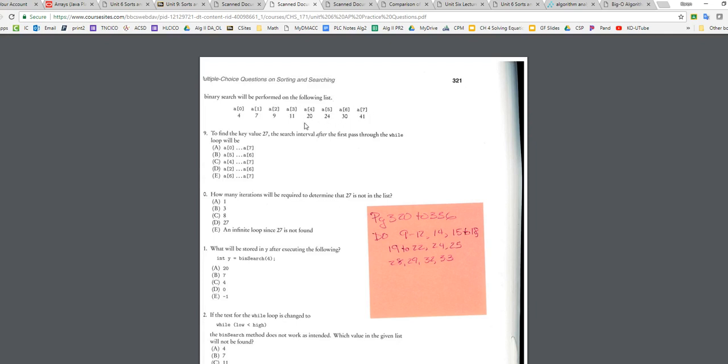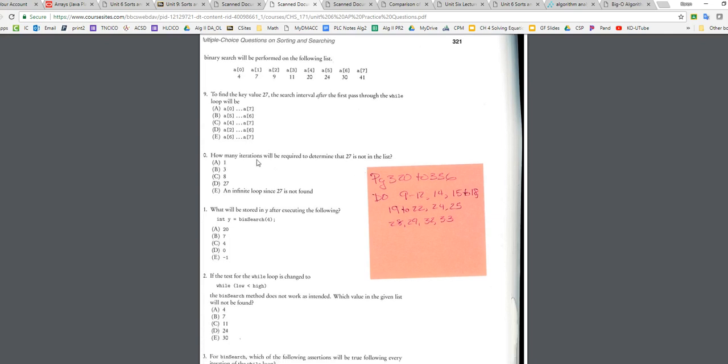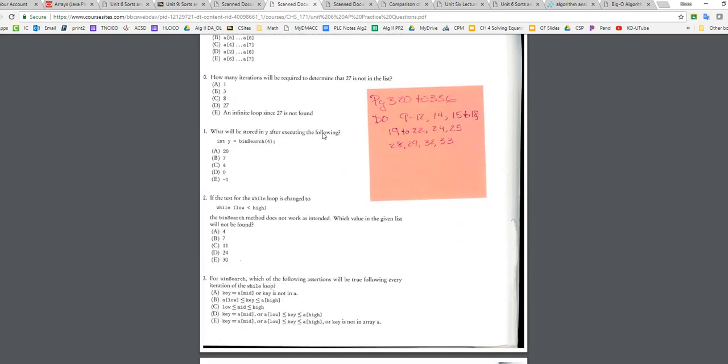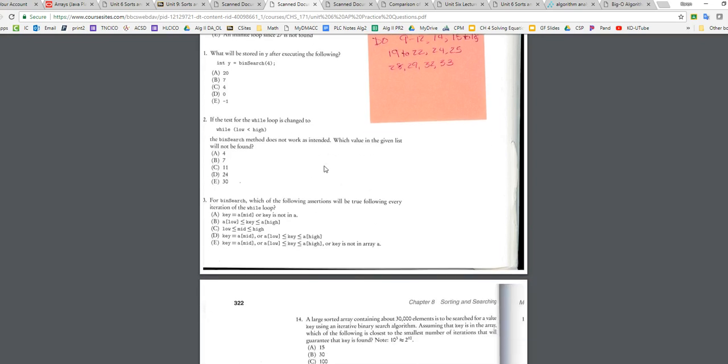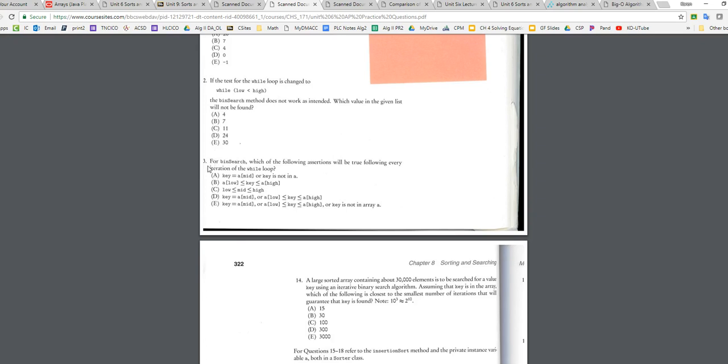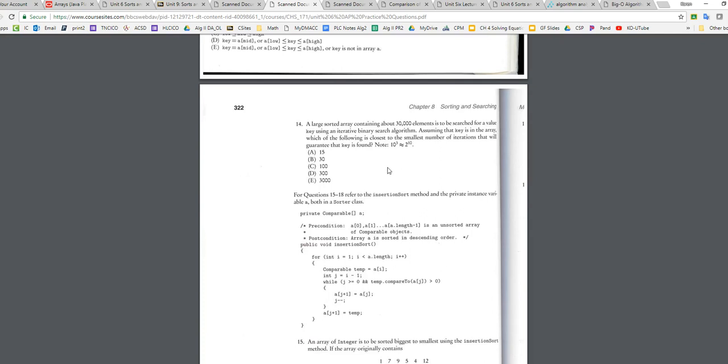so I am left with the right hand side. Okay, and then some of these other ones are similar to what we already talked about, so I'm not going to go through them, like how many iterations, what will be stored in Y after executing the following binary search, so they're wanting you to trace through it. If the test for the while loop is changed to low less than high, what value in the given list will not be found, etc. So take a look at some of these. Number 3 I don't think is one that's a high emphasis, but I would go ahead and do these and then check with the answers so you can make sure that you are on target.